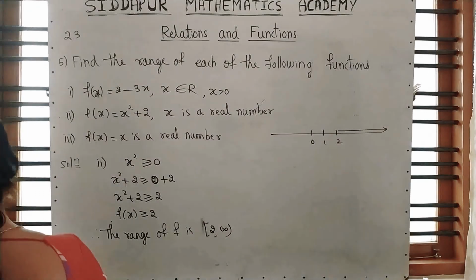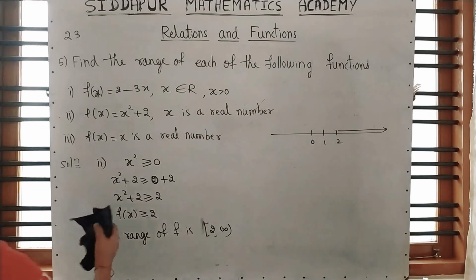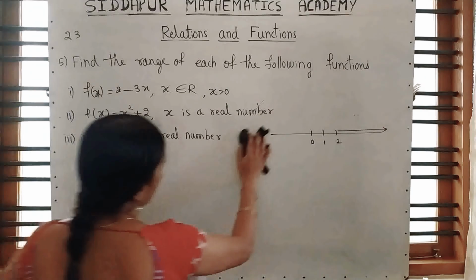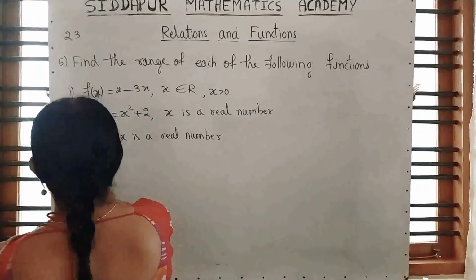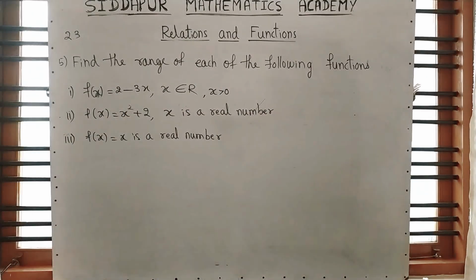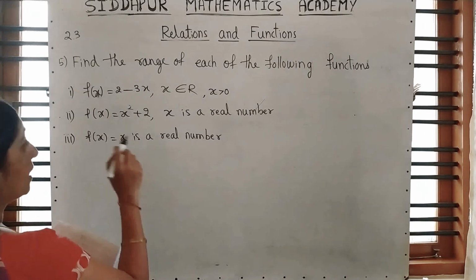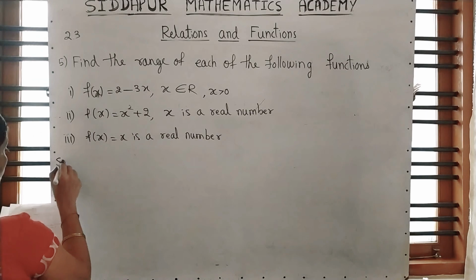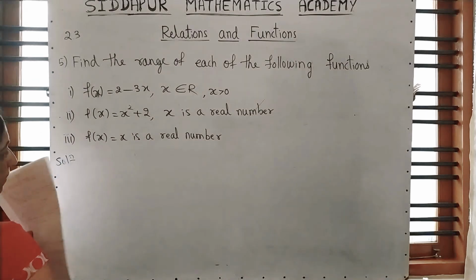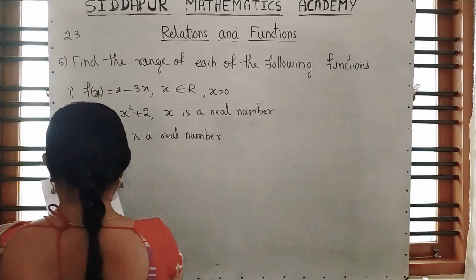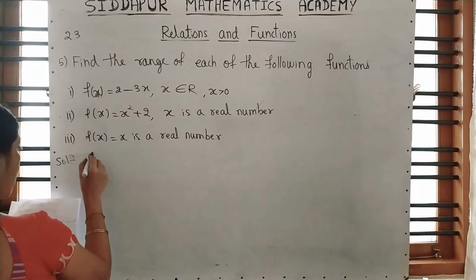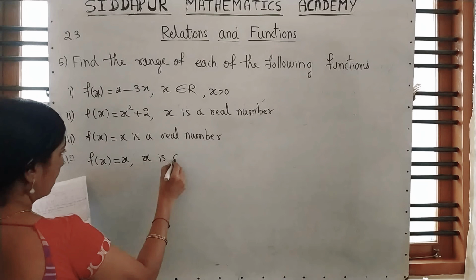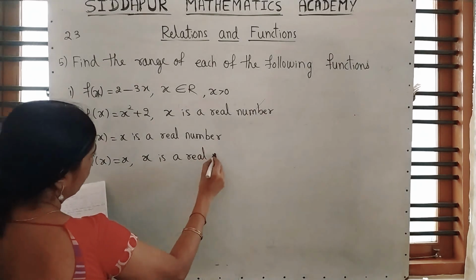And the third one, what is the third one? See, the third one is nothing but x. If you write 1, your answer will be 1. If you write 2, your answer will be 2, because it is nothing but the identity. Whatever number you write for x, the same number will be f of x. Then what do you write in the solution? f of x is equal to x, where x is a real number.